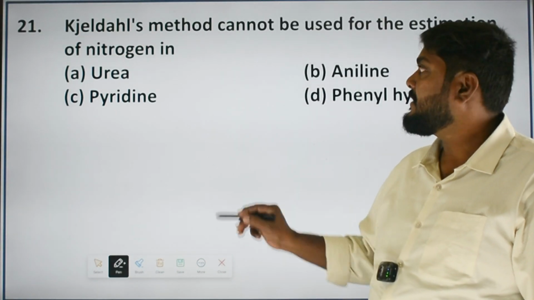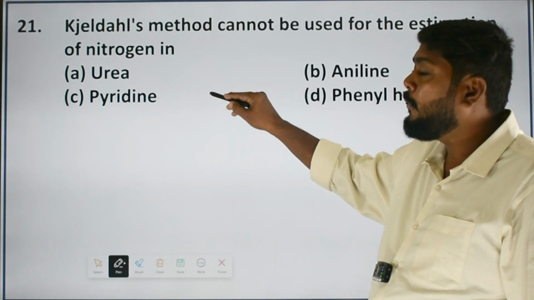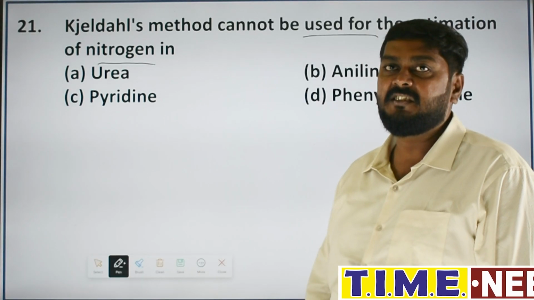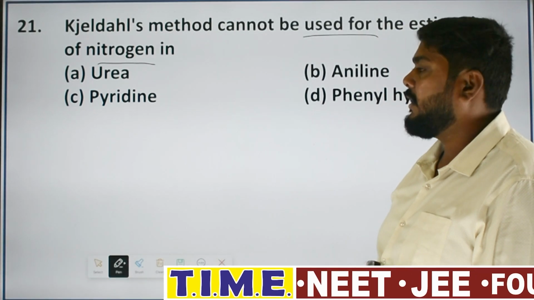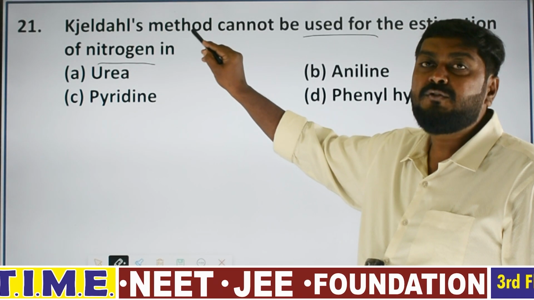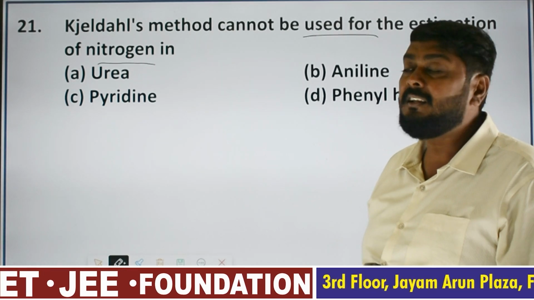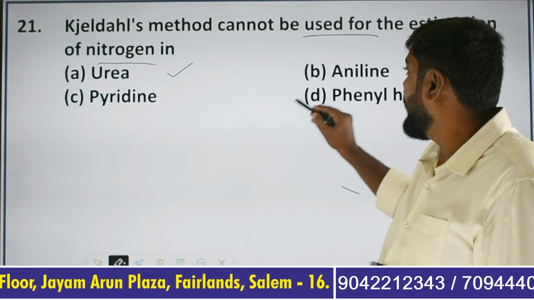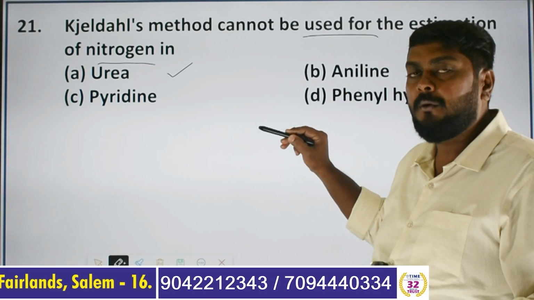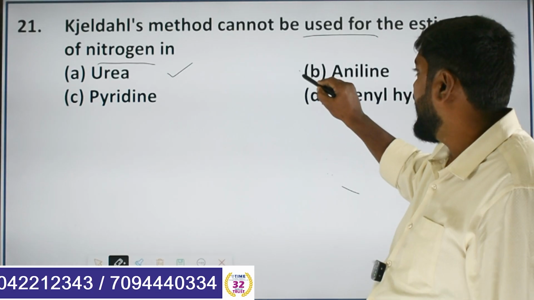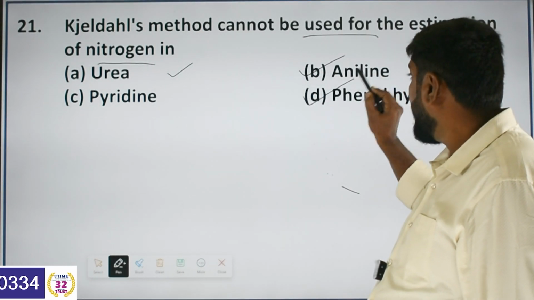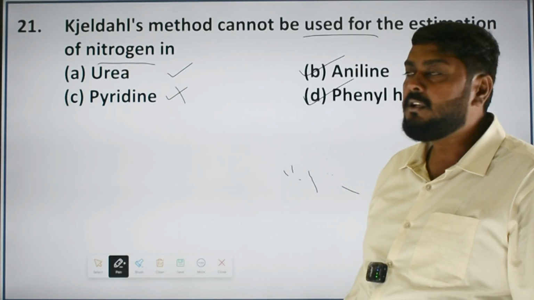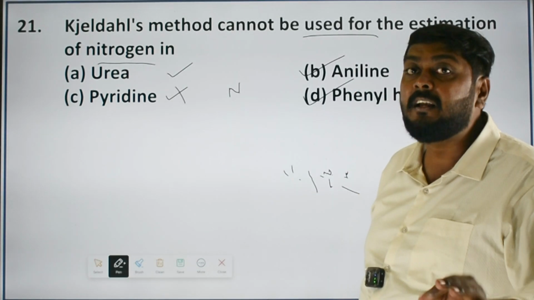See this question, in this you are asked to predict which compound or molecule cannot be used for the estimation of nitrogen, right? Okay, so as we all know, the Kjeldahl method is used to determine the presence of nitrogen, but if the nitrogen is in the ring, we cannot do it, right? So in urea we can calculate, using the Kjeldahl method we can estimate how much nitrogen is there. As well as in aniline we can predict, phenyl hydrazine also we can predict, but in pyridine we cannot predict because the nitrogen will be present in the ring, right?